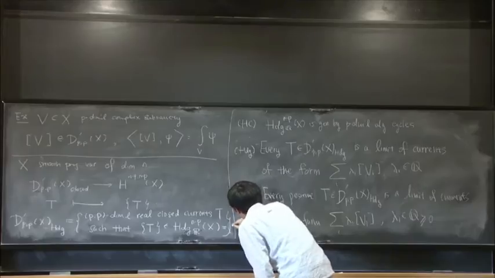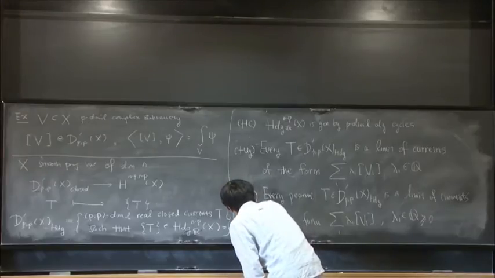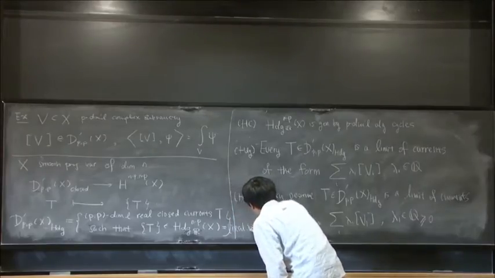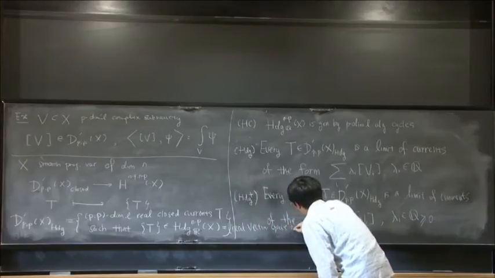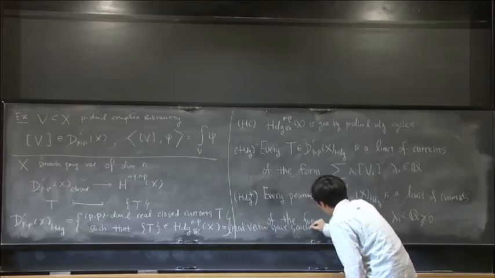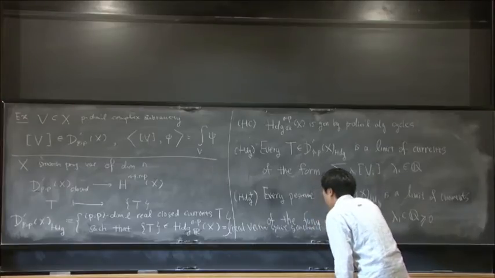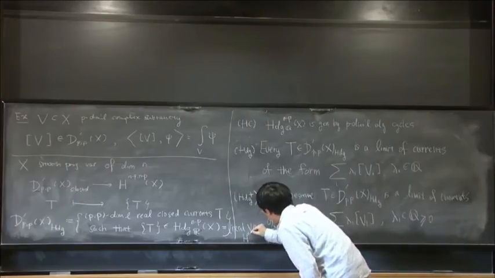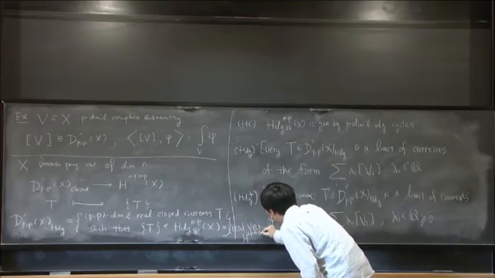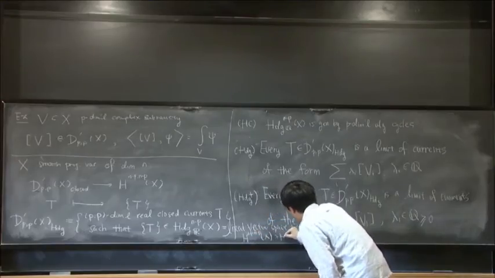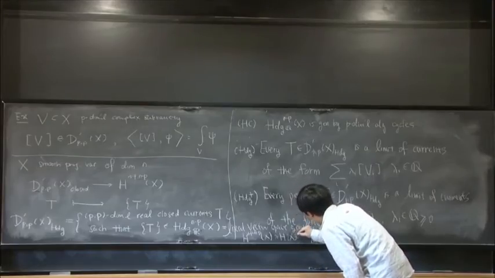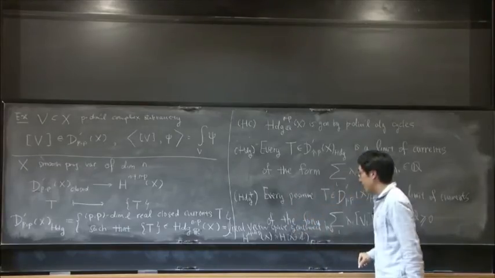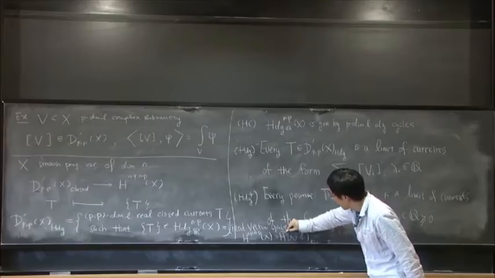So, the real vector space generated by H^{n-p,n-p}(X) intersected with H^{2n-2p}(X, Q).